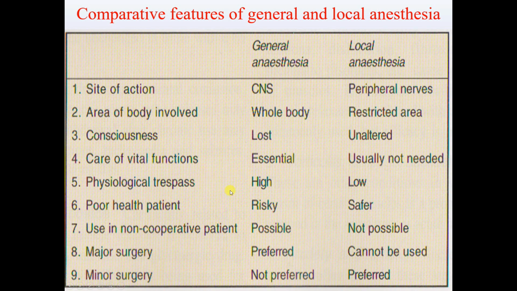Physiological trespass: in general it is high, in local it is low. Poor health patients: in general it is risky, and for local it is safer. Use in non-cooperative patient: possible for general, for local not possible. Major surgery: for general preferred, for local cannot be used. Minor surgery: for general not preferred, and for local preferred.